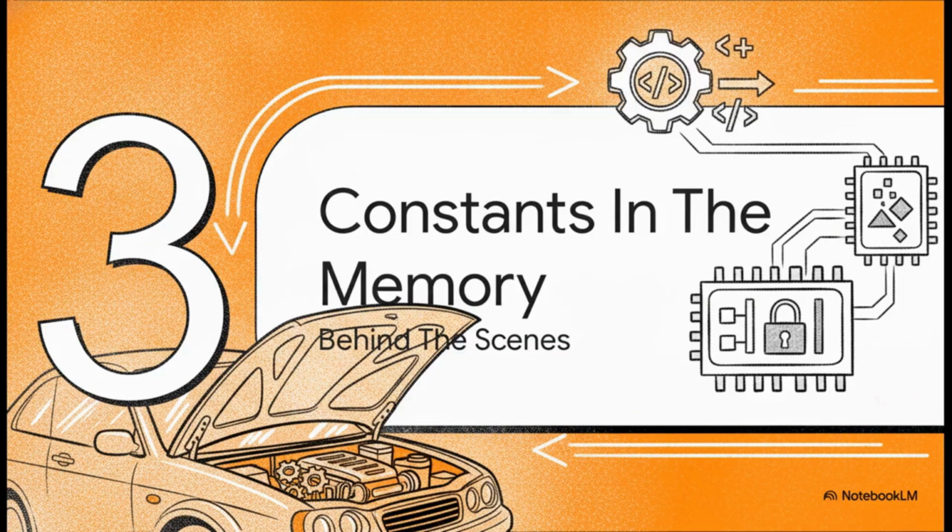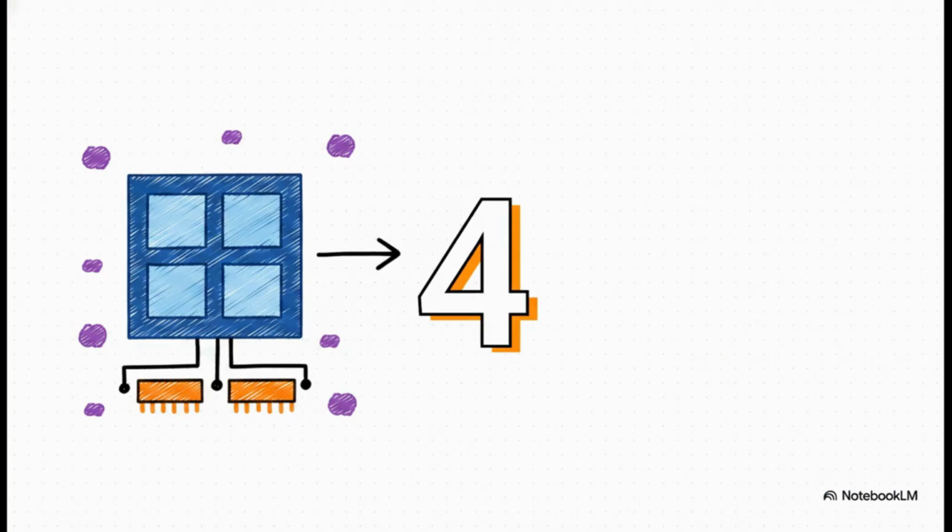So let's look under the hood in Section 3, constants in the memory. Let's start with this number, 4. When you declare a standard integer variable in C++, the system actually needs to make space for it. Typically, it goes into your RAM and allocates a 4-byte memory block for that specific data. Just imagine a little 4-byte box sitting right there in your computer's memory waiting to hold a number.